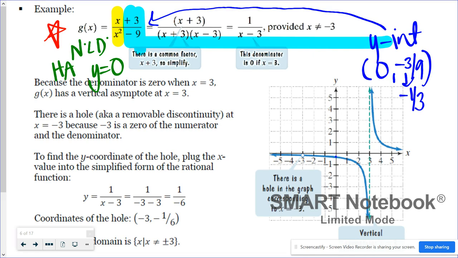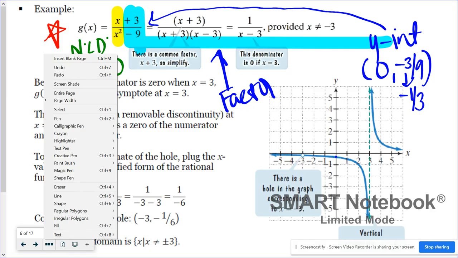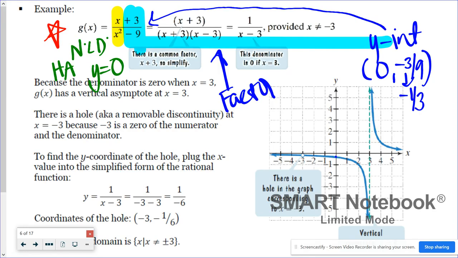And that's where the y-intercept is. At that point, that's when I should factor. I should write the numerator in factored form, and I should write the denominator in factored form, because I'm going to get a lot of information from this. The fact that I have a common factor here, x plus 3, tells me that there is a hole, because anytime I have a common factor, there is a hole.